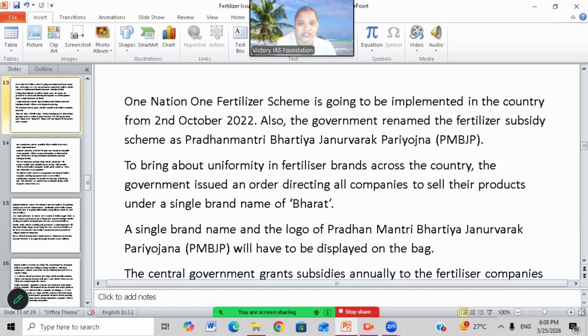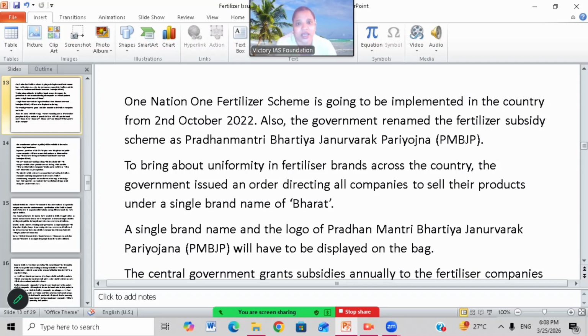To bring about uniformity in fertilizer brands across the country, the government issued an order directing all companies to sell their products under a single brand name, Bharat. So, they want to provide uniformity in all brands. Why? Because if branding is happening, the farmer sticks to one brand only. He thinks only that one brand of fertilizer is efficient, not all fertilizers. He goes on buying only one brand.